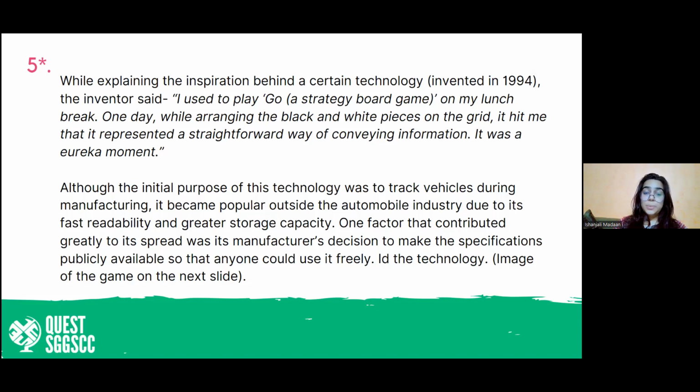Although the initial purpose of this technology was to track vehicles during manufacturing, it became popular outside the automobile industry due to its fast readability and greater storage capacity. One factor that contributed greatly to its spread was its manufacturer's decision to make the specifications publicly available so that anyone could use it freely. Identify the technology. Image of the game is given on the next slide.